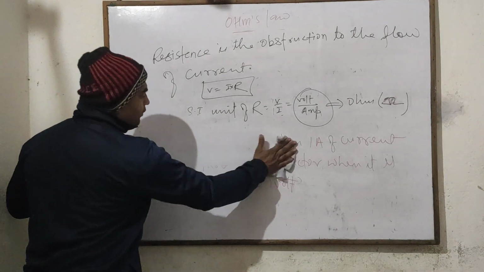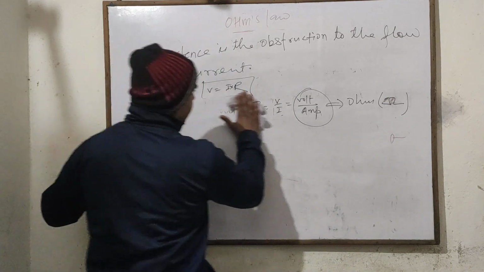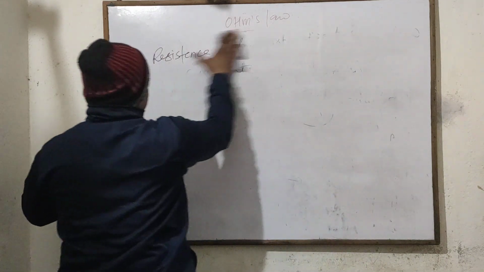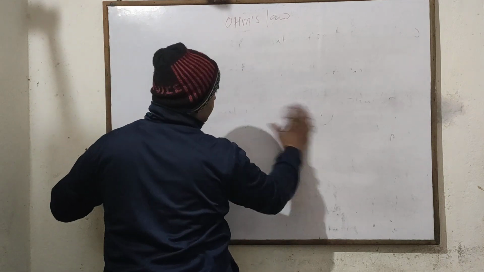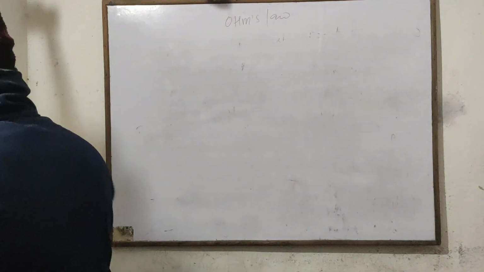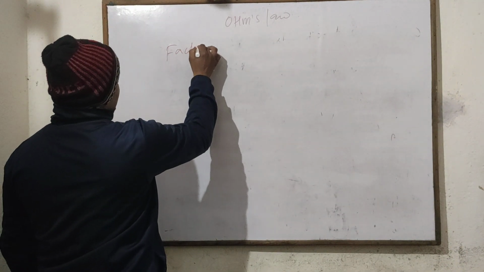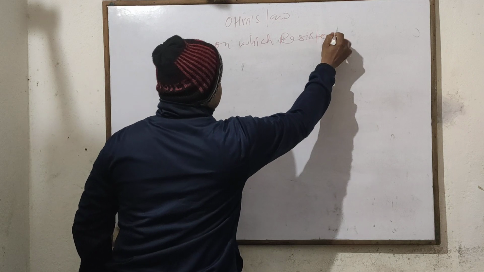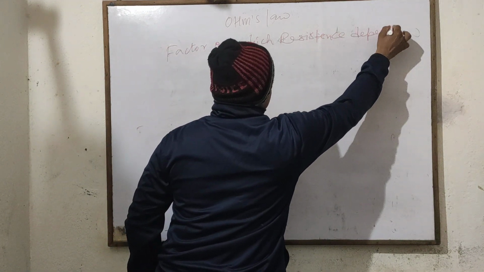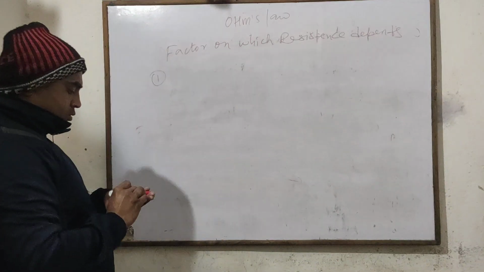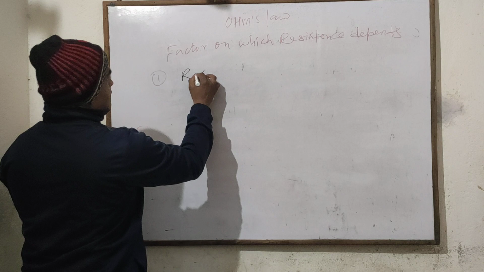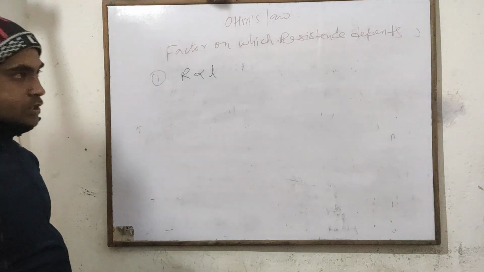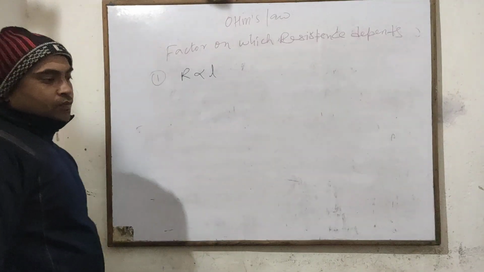Now we will come to know what the factors are on which the resistance depends. First, resistance is directly proportional to the length of the conductor. जितना ज़्यादा length of conductor बढ़ाएंगे, resistance बढ़ता चला जाएगा because there will be more obstruction for the flow of current.